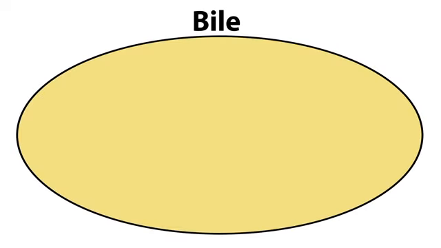Let's discuss what bile is actually made of. Bile mostly consists of bile acids, but also contains phospholipids, cholesterol, bilirubin, and protein, in that order.